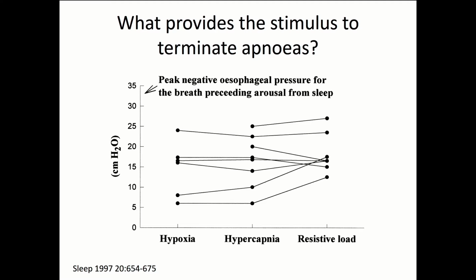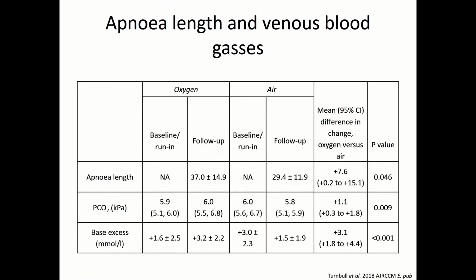This is potentially important in this area because if we are taking away this stimulus, you might theorize that apneas would become prolonged and patients may be more likely to become hypocapnic. And indeed, as others have shown, oxygen did indeed increase the apnea length. Now, we measured venous blood gases at patients' visits, so the venous base excess is probably more of a reliable marker than the venous PCO2.